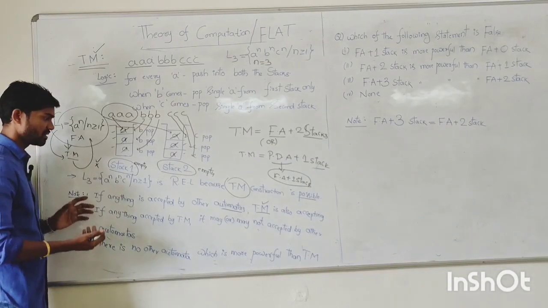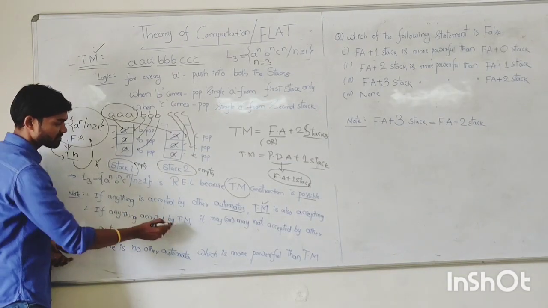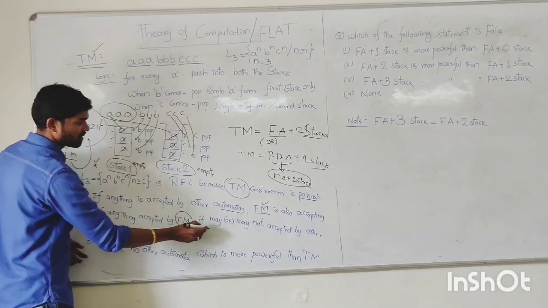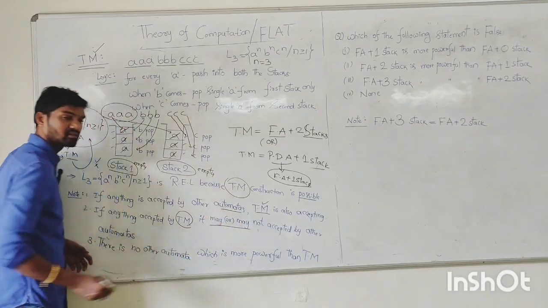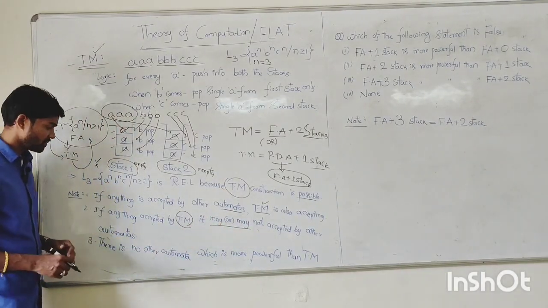Those languages which are accepted by the other automata are also accepted by the Turing machine, but the reverse is not true. Means the languages which are accepted by the Turing machine may or may not be accepted by the other automata. If any language is accepted by the other automata, the Turing machine is also accepting it. In the reverse case, if any language is accepted by the Turing machine, the other automata may or may not accept it. The reverse is not true.